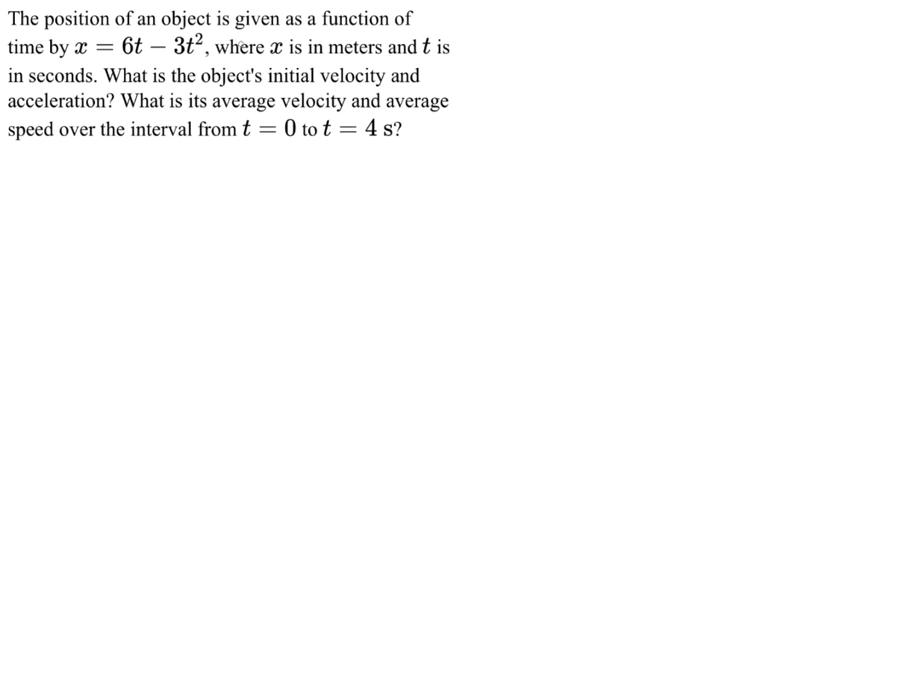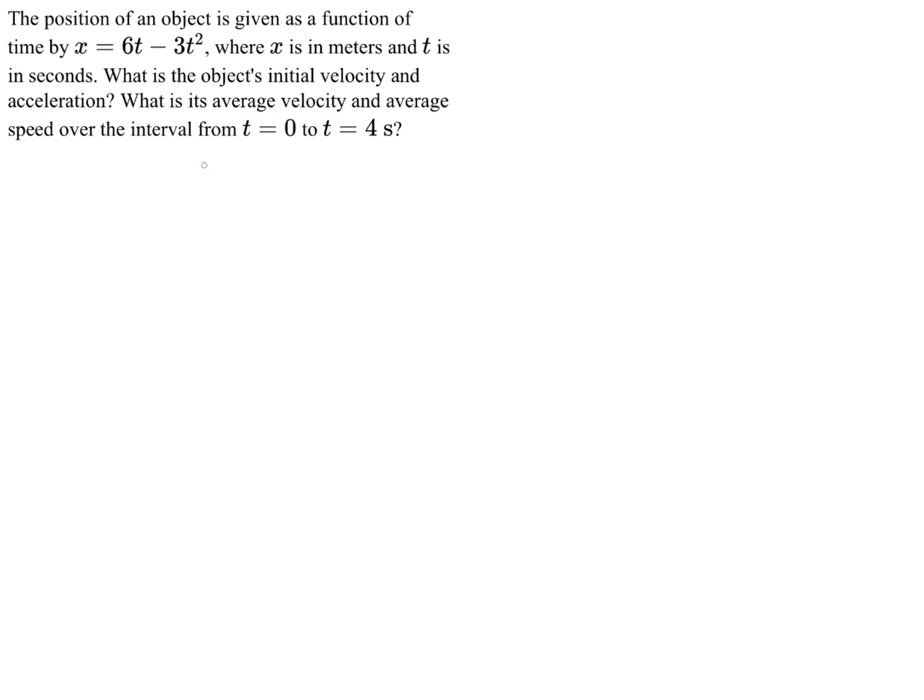The position of an object is given as a function of time by the function x equals 6t minus 3t squared, where x is in meters and t is in seconds. What is the object's initial velocity and acceleration? What is its average velocity and average speed over the interval from t equals 0 to t equals 4 seconds?